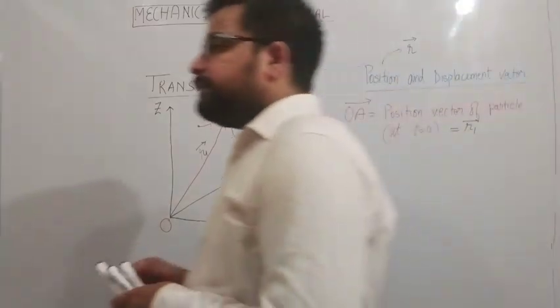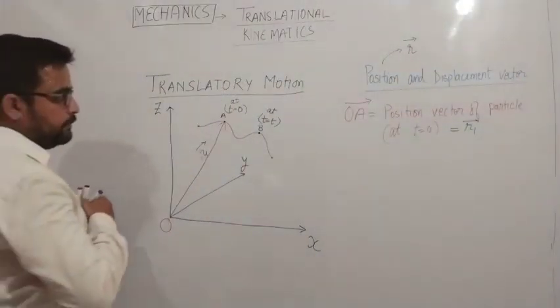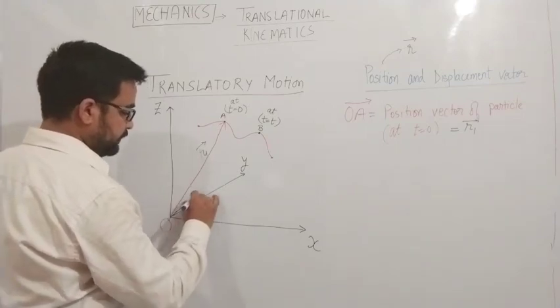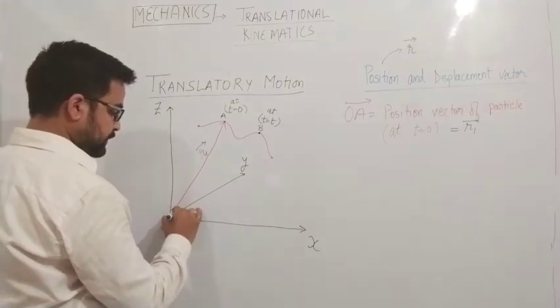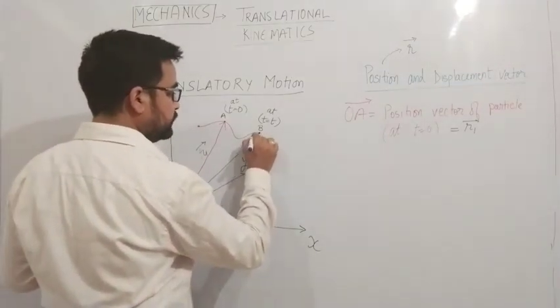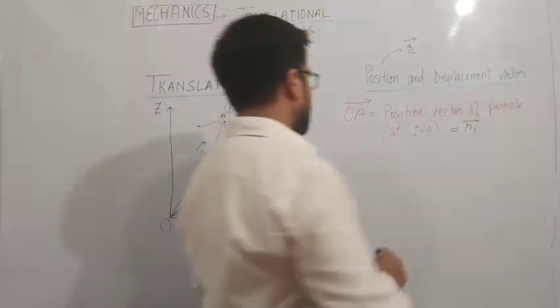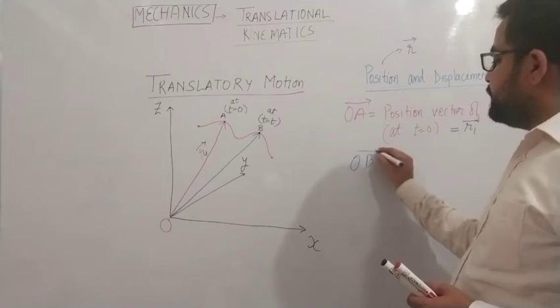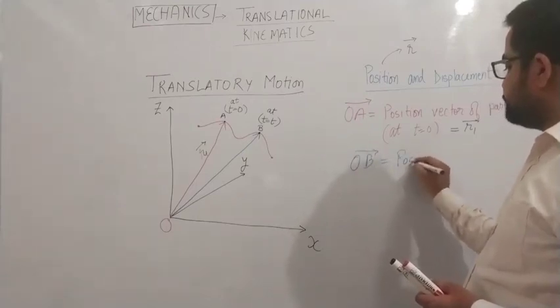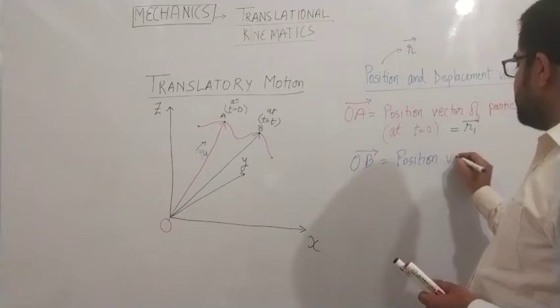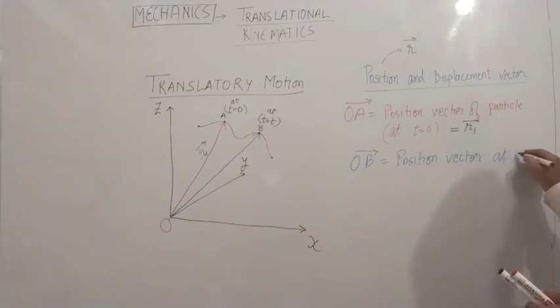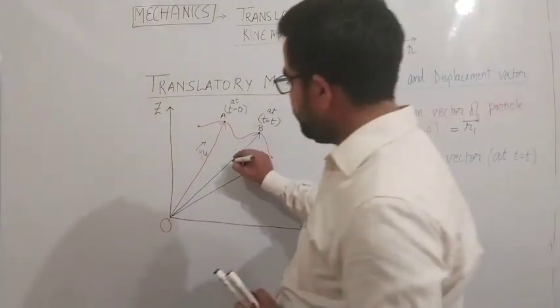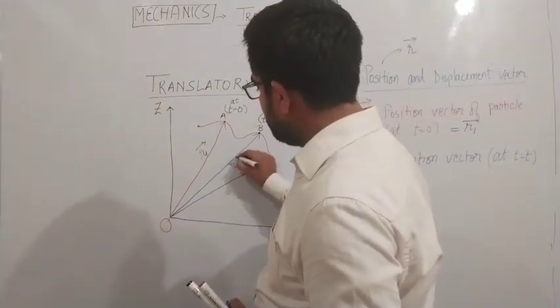Now see, after a certain interval of time, that is t is equal to t, its position changes, and now you have a new position vector, that is vector OB. So OB is the position vector of the particle at t is equal to t. I am giving it the name r2.